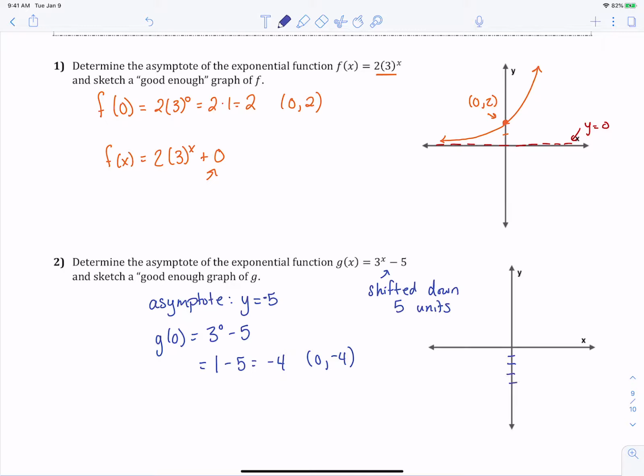So our good enough graph: there's our y-intercept, (0, -4). Our asymptote is down here at y equals -5. And we want to skim along that asymptote and then grow exponentially as we go past that y-intercept.